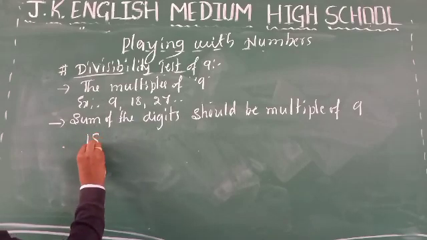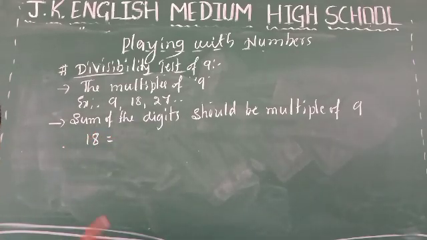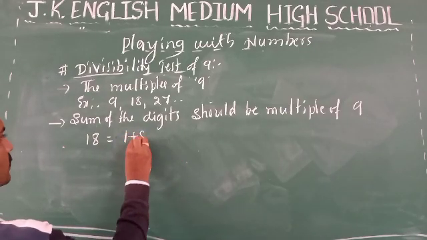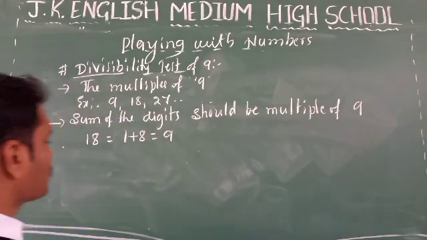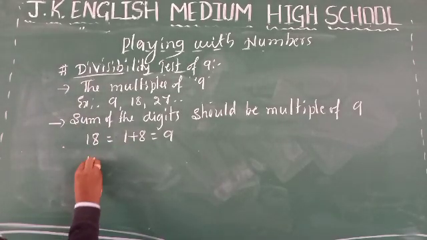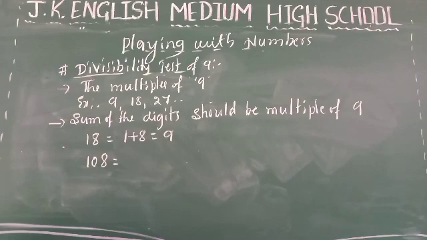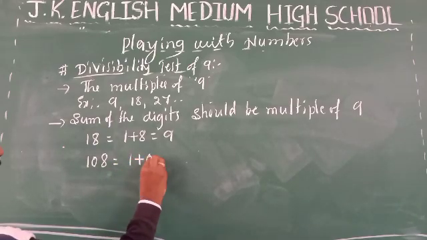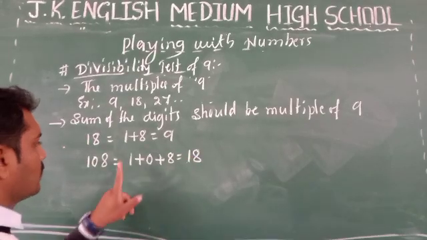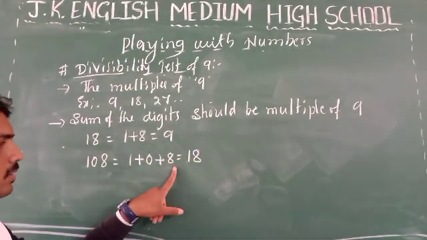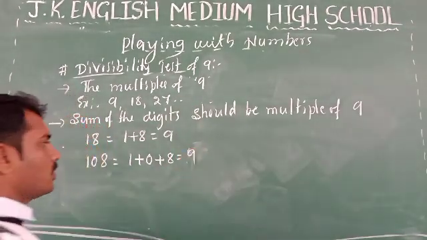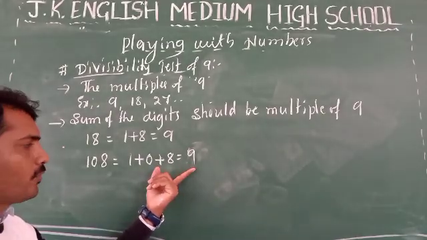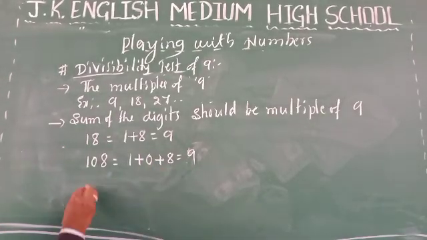For example, what will we take? 18. Automatically you can say 18 is divisible by 9. According to the rule, 1 plus 8 is equal to 9, and in the table of 9, 9 ones are 9. We can take one more example: 1 0 8. 1 plus 0 is 1, 1 plus 8 is 9. 9 is a multiple of 9, so this is also divisible by 9.